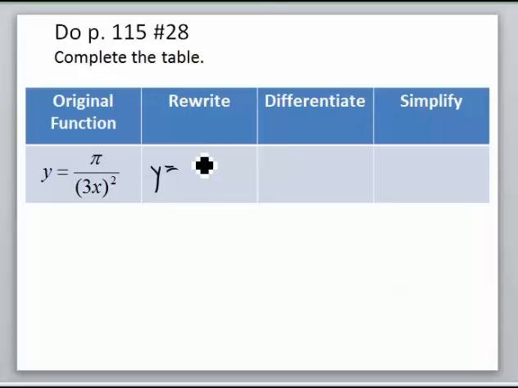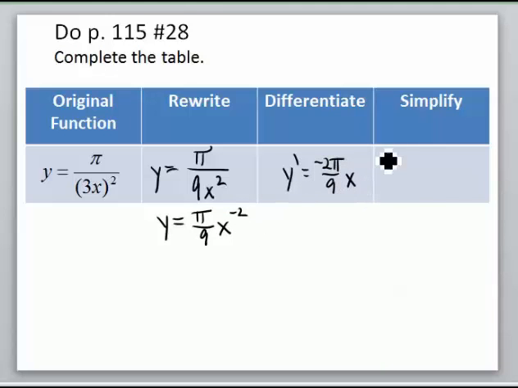So when I rewrite this, this is really pi over 9x squared. And actually, I'm going to put in an extra step here where I rewrite it again. So it's pi over 9 x to the negative second. Now I'm going to take the derivative of it. So the way I take the derivative is bringing the negative 2 out front. So I have negative 2 pi over 9 x to the, lower this by 1, negative 3. Rewriting it would just make it look like negative 2 pi over 9x cubed. Done.